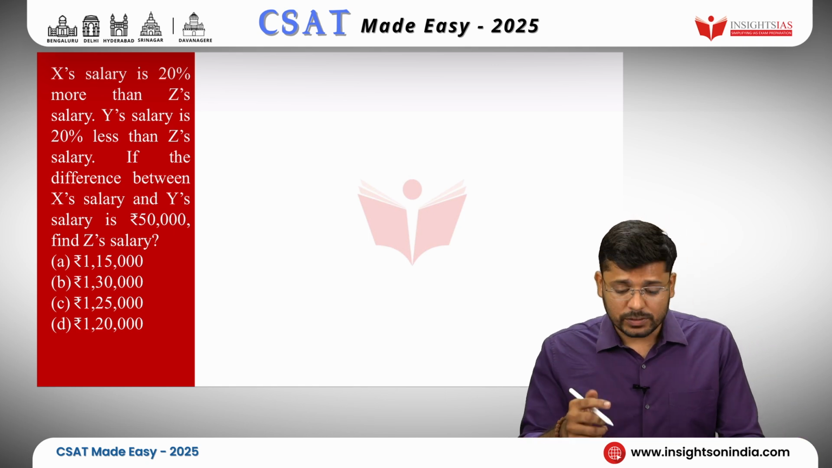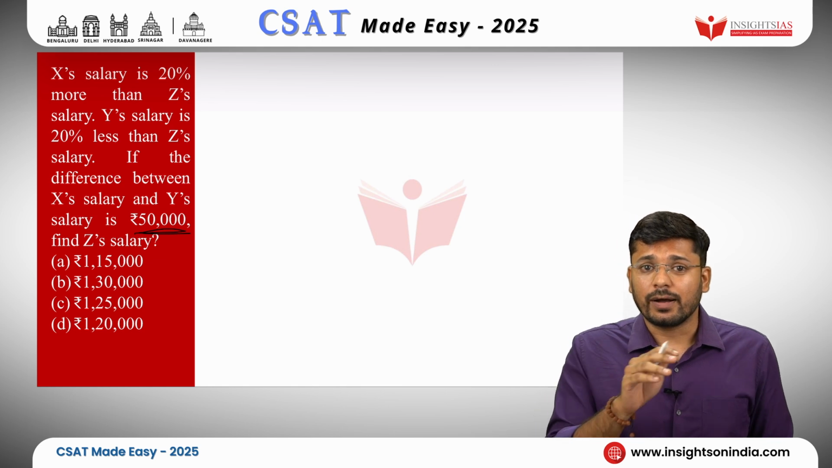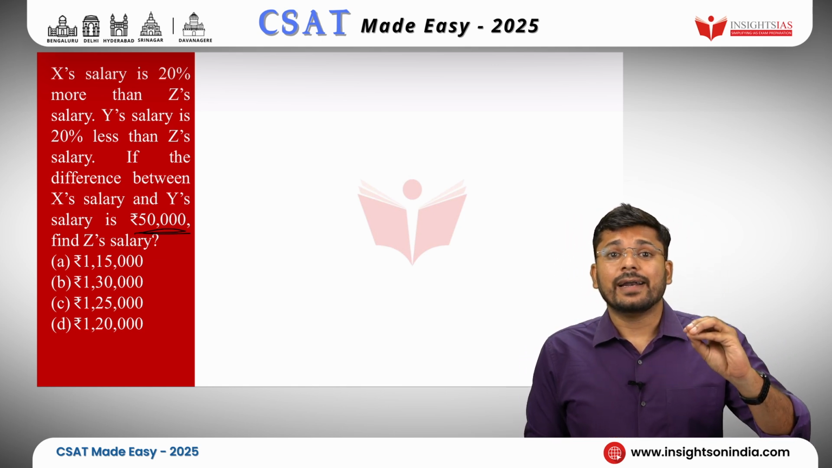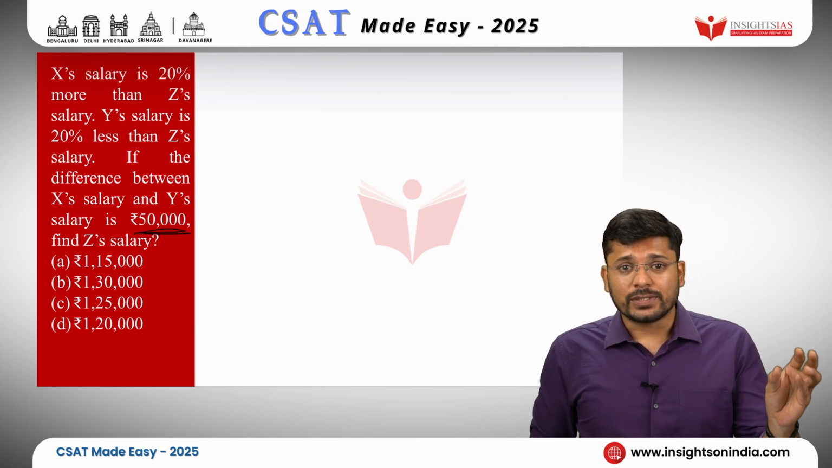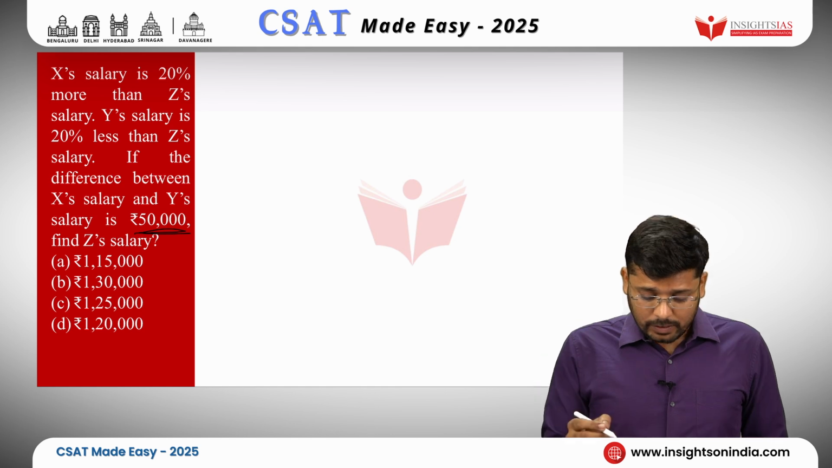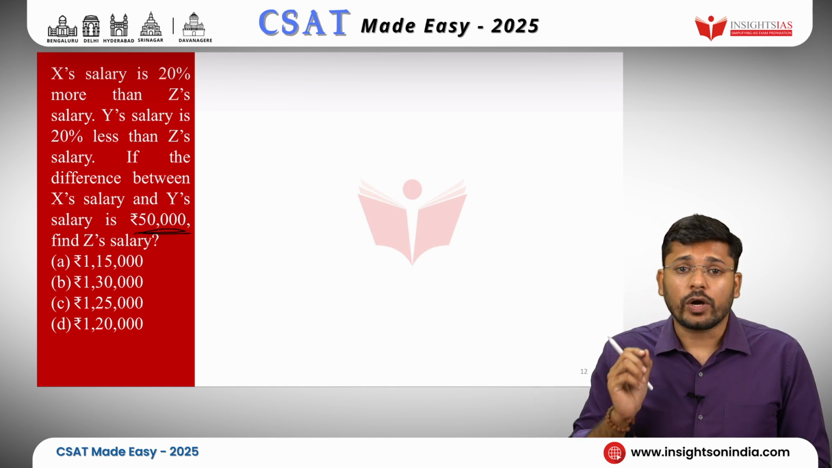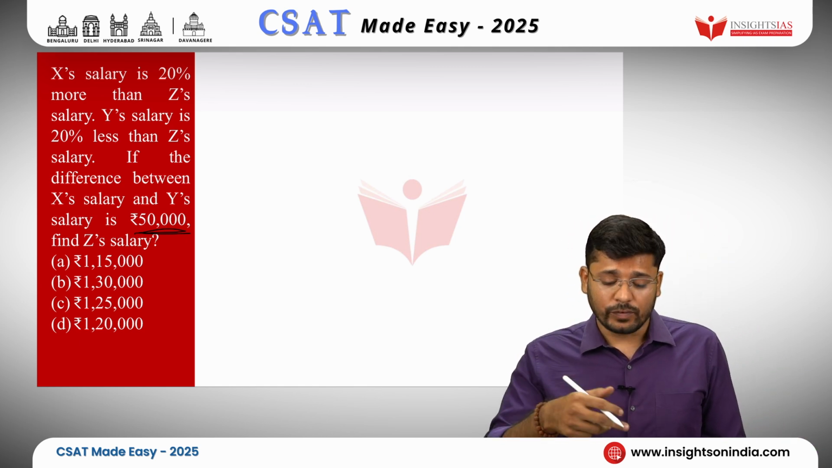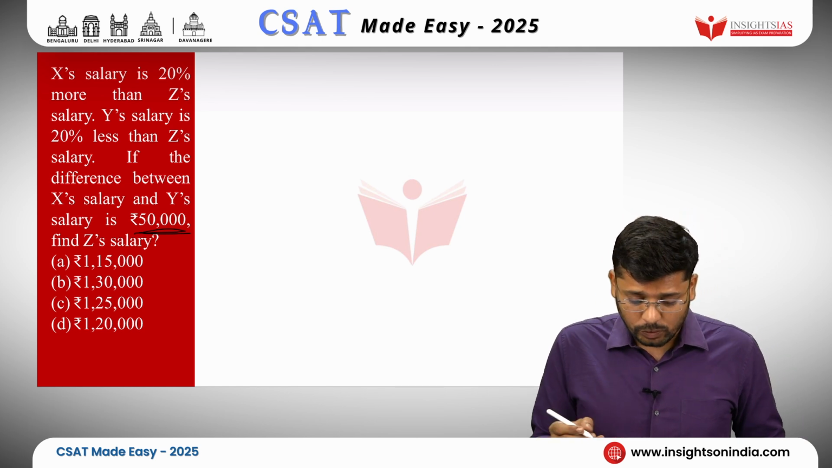Why? Because they have already given us some value, 50,000. So we cannot assume Z's salary to be 100 rupees, we will assume it to be 100 coins. Based on that, we will find out the salaries of X and Y. Now, we will find out the denomination of the coin, and by finding the denomination of the coin, we can find the salary of Z. Okay, we shall begin to solve now.